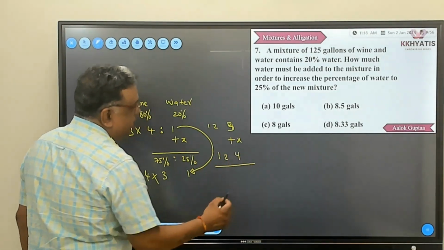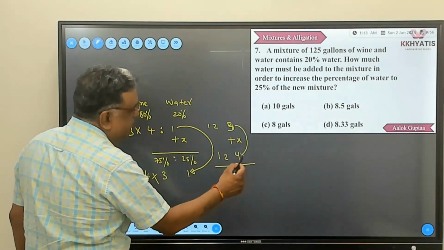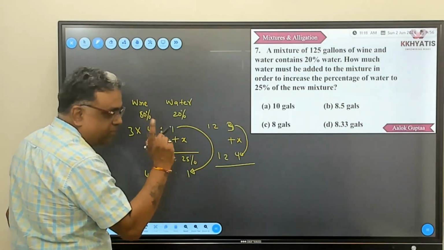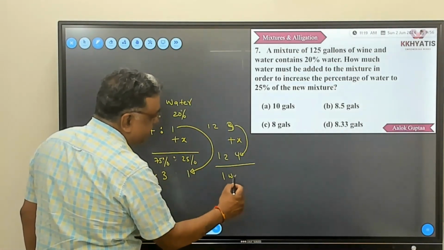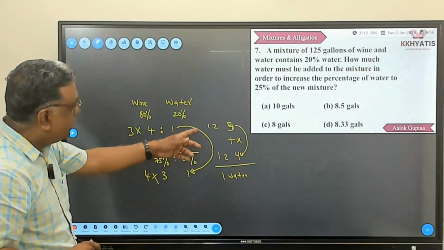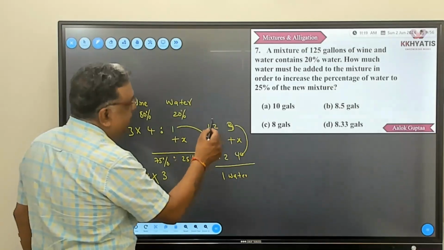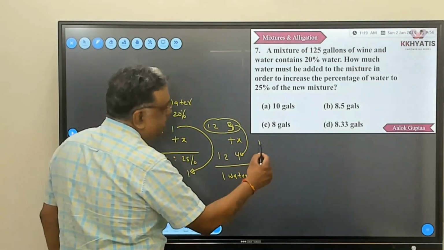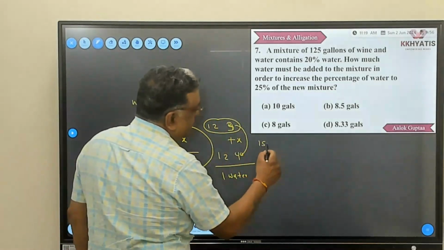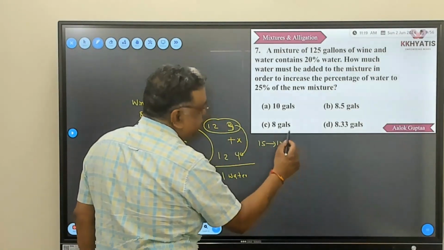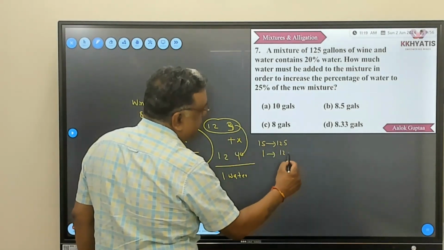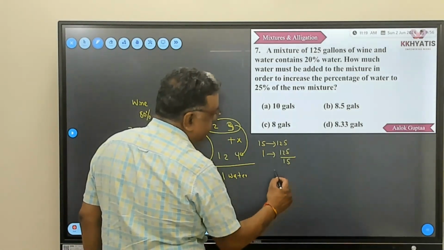So this is the scenario, which means how much water did I add? Now see, wine became same. How much water did I add? 1. So 1 of water was added in terms of ratio. Now what is the quantity I have? 12 plus 3, 15 in terms of ratio. And that value is given to me as 125. Which means the value of 1 would be 125 upon 15.